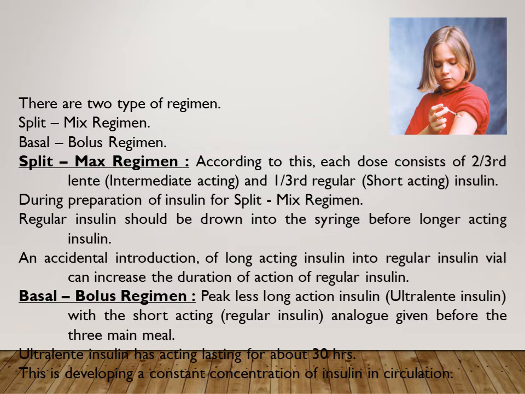Basal bolus regimen: peak-less long-acting insulin, ultra-lente insulin, with a short-acting regular insulin, given before the three main meals. Ultra-lente insulin has an action lasting about 30 hours. This develops a constant concentration of insulin in circulation.